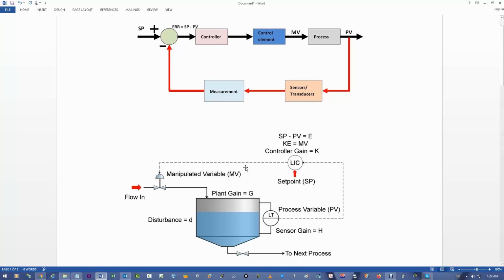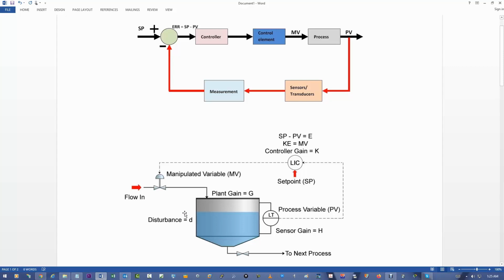Everybody's pretty familiar with P and ID. If we look at this image at the bottom, we have a level tank with a level transmitter to measure the level. The process variable is sent out by the transmitter to the controller. The controller then sends out the manipulated variable to the valve to control the plant. Most people say that the output of the controller is the manipulated variable, but we're going to say that the control of the flow into the tank is the manipulated variable.